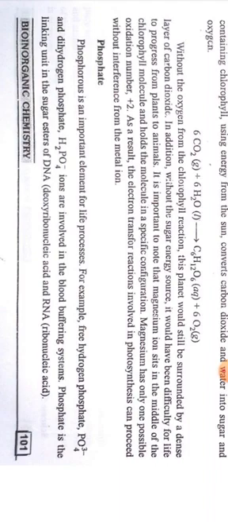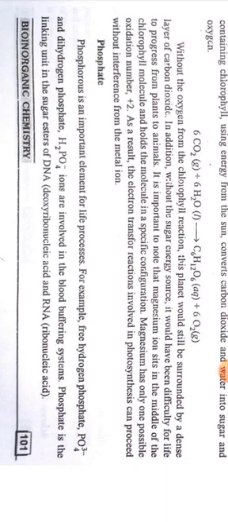Another very important role: the magnesium ion sits in the middle of the chlorophyll molecule and holds the molecule in a specific configuration. Magnesium has only one possible oxidation number, that is +2, and as a result the electron transfer reactions involved in photosynthesis can proceed without interference from the metal ion.